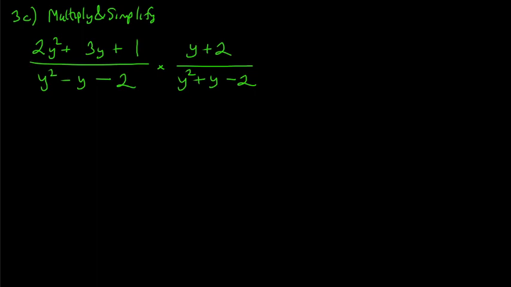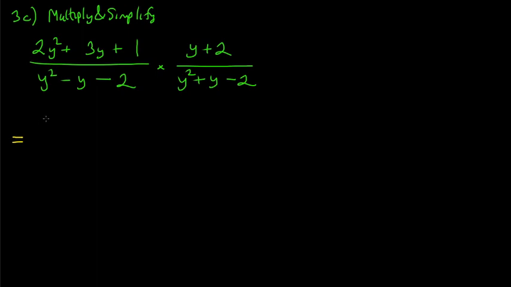Okay, part C. I'm going to multiply and simplify 2y squared plus 3y plus 1 over y squared minus y minus 2 times y plus 2 over y squared plus y minus 2. So again, let's factor everything and then cancel.